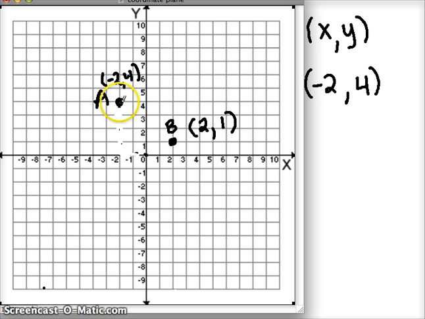And I can always connect 2 points on a coordinate plane. And if I connect 2 points and I draw a line or a segment or a ray, now I have what's called a slope. And a slope refers to the incline of this line. So how much does it go up and over?